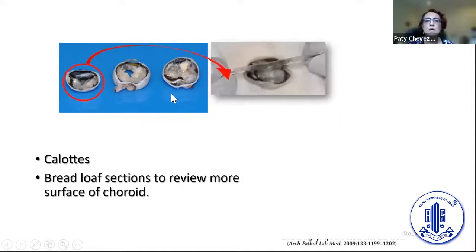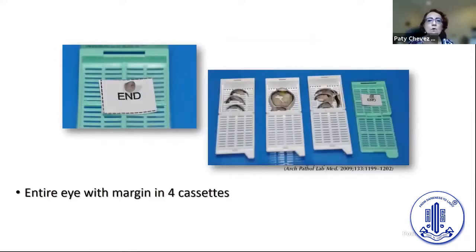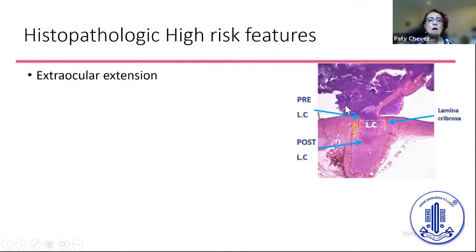And then from the calottes, we do this Brett Loffin, and in 4 cassettes, you get the entire eye. Very important, and this is the part that sometimes people don't do, is to do serial sections through the PO section so that you actually see the center of the optic nerve, so you have all these structures in here.